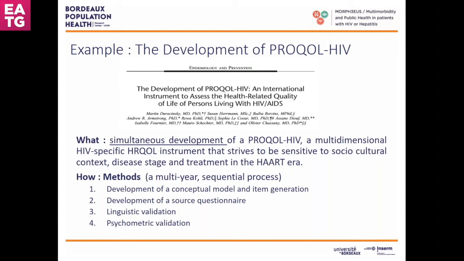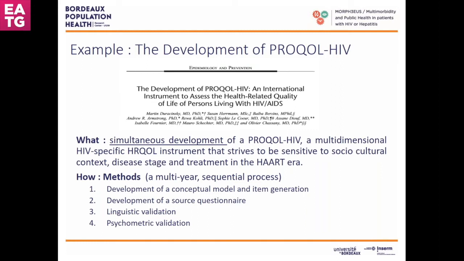Now, it's a simultaneously developed, multidimensional, HIV-specific health-related quality of life instrument that was striving to be sensitive to sociocultural context, disease stage, and treatment in the HAART era. Now, I want to take a bit of time to emphasize the methods that were used here. This was a multi-year and sequential process that went from the development of a conceptual model and item generation, the development of a source questionnaire, linguistic validation, and then psychometric validation. And so this is really to show you the amount of time that it took to develop this instrument.